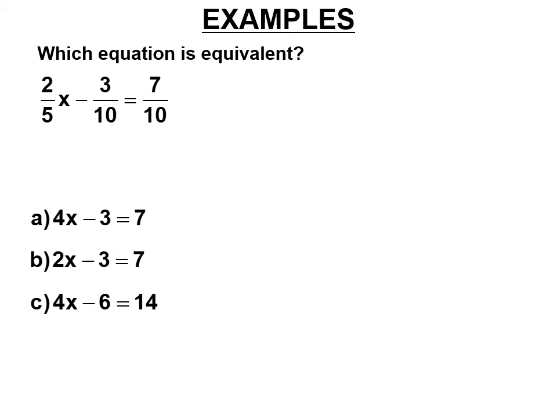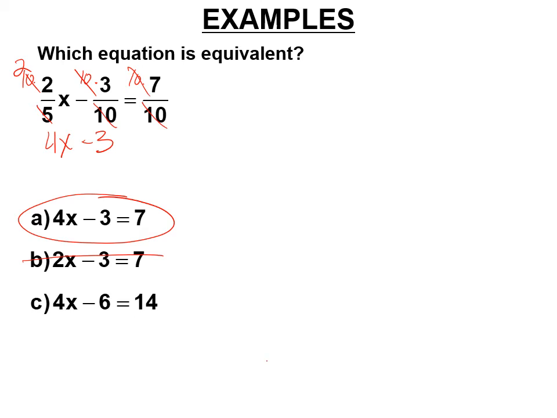None of them have fractions in them, so we better clear the fraction. What would clear both 5 and 10? It's 10. 5 and 10 cancel, 10 becomes a 2. 2 times 2 is 4x. So I'm thinking that maybe the B is wrong. We'll see. 10s cancel, minus 3. It's looking like A. Let's see, these 10s cancel. Yeah, the one that has the same answer is A.